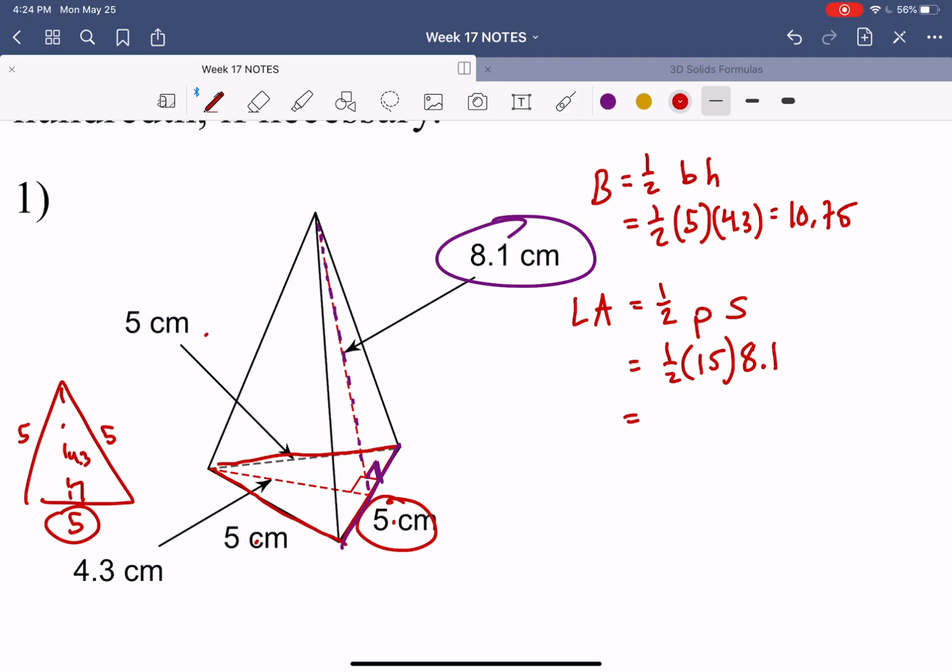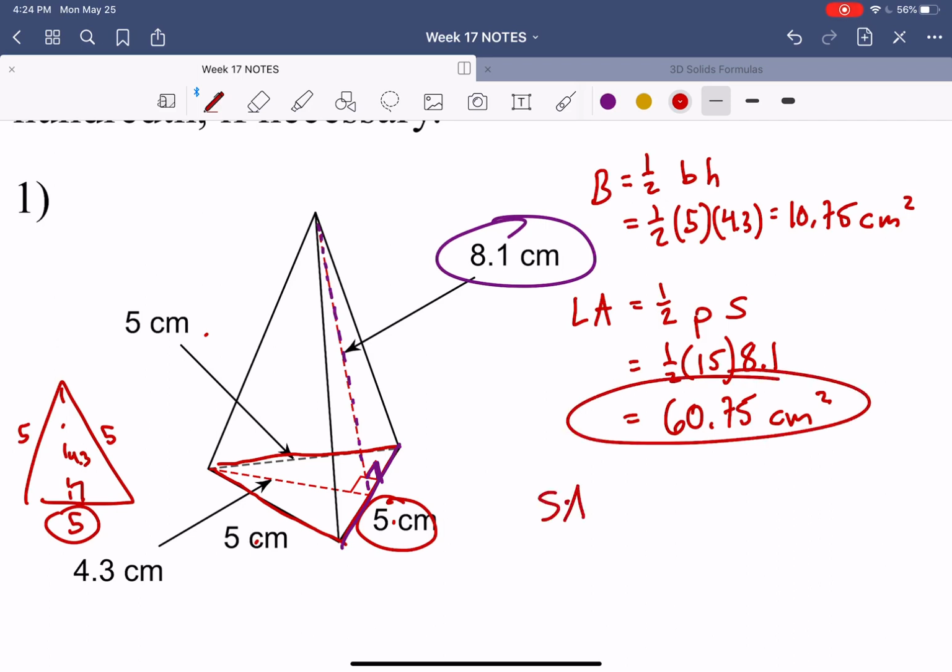1/2 times 15 times 8.1, and we get 60.75. And then our unit on these, because we're talking about area, we're going to take our unit on our distances and just put the square. So that's the two areas. That's our lateral area answer.